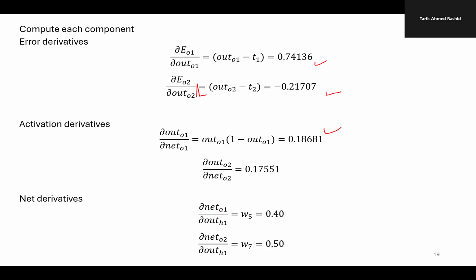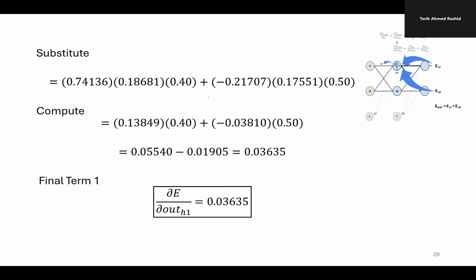And then delta net O over delta out H1 is W5, we know this one, and delta net of output neuron 2 over delta out H1 is 0.5, which is W7. So this is what I'm trying to say here. If you look at this diagram, the delta here and the delta here, each one of them is multiplied by its weight. So this by weight 5, and this by weight 6.